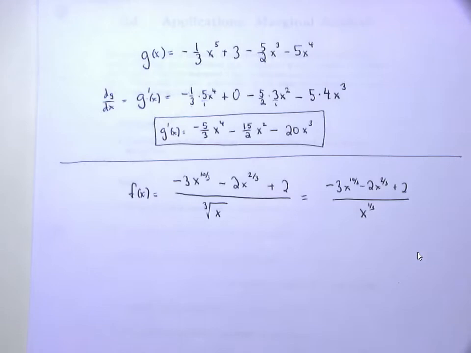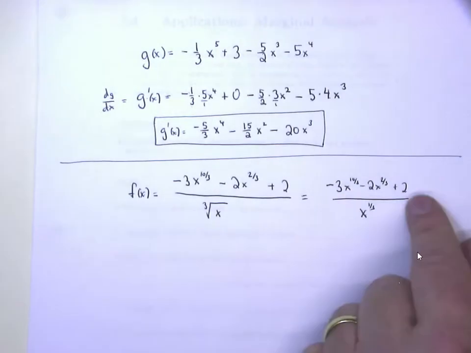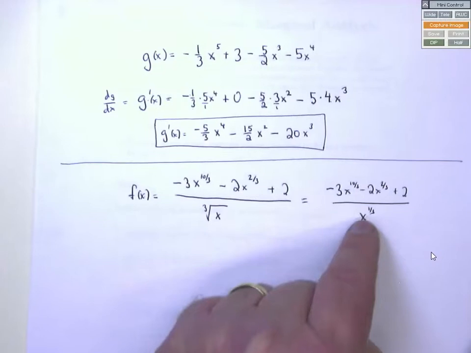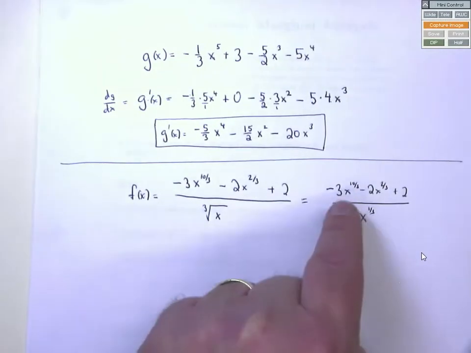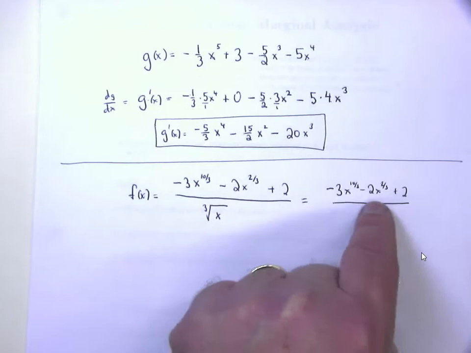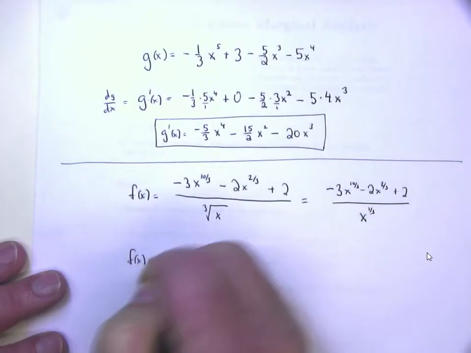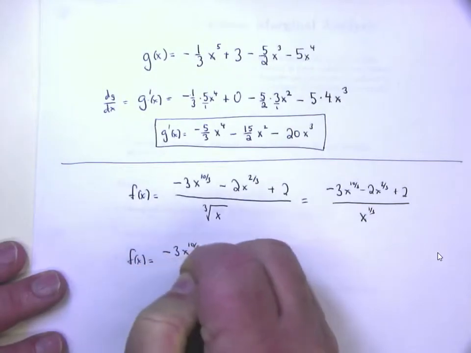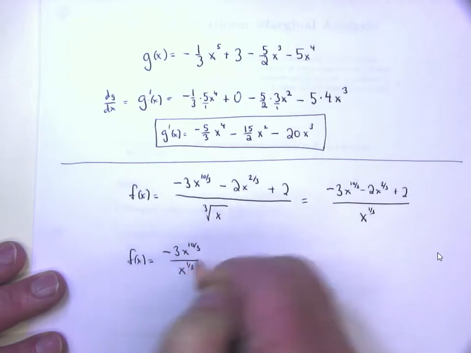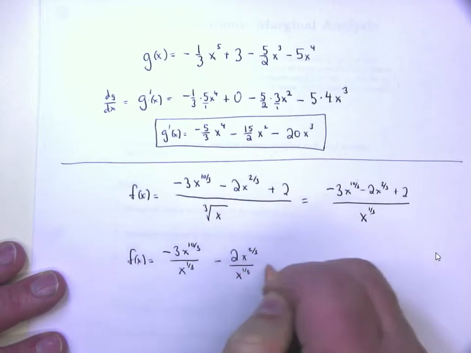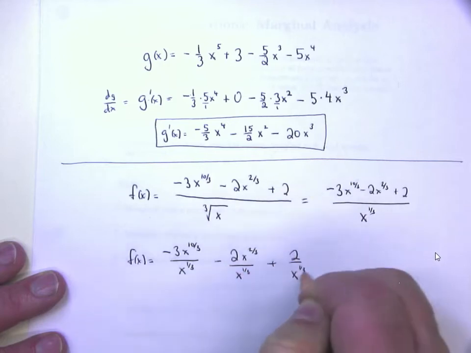But if you look at this particular problem, I've got a function divided by a single term in the denominator. Now, this guy is special because you can clean up the algebra. So take this x to the 1/3 and put it under each term in the numerator. Basically, you're busting up the common denominator here. So you get f of x to be equal to negative 3x to the 10/3 divided by x to the 1/3 minus 2x to the 2/3 divided by x to the 1/3 plus 2 divided by x to the 1/3.